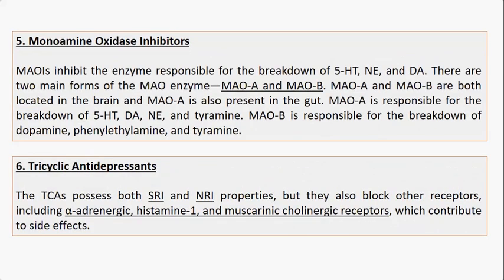The fifth class of agents is the monoamine oxidase inhibitors. This class of agents inhibits the enzyme responsible for the breakdown of the main important neurotransmitters اللي مثل ما قلنا هم serotonin, norepinephrine and dopamine.